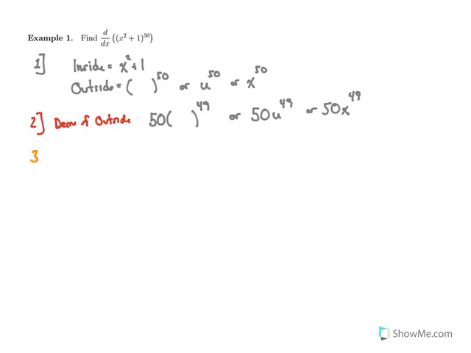Next step, we are going to leave the inside function alone. So this is where we're combining this idea. We're either going to replace this empty space with the inside function, x squared plus 1, or we're going to replace the substitution u with x squared plus 1, or we're going to replace this x with x squared plus 1.